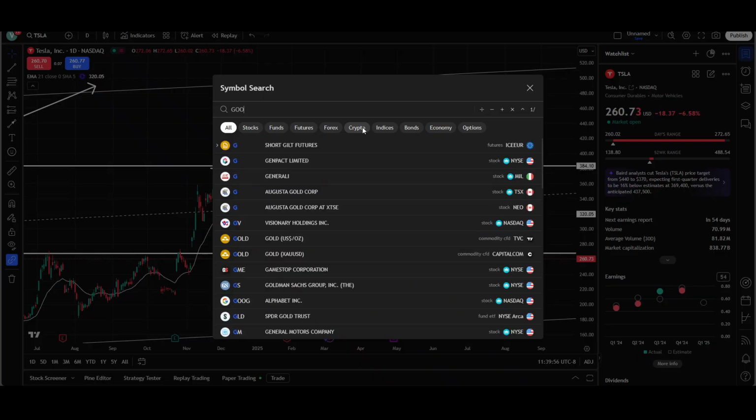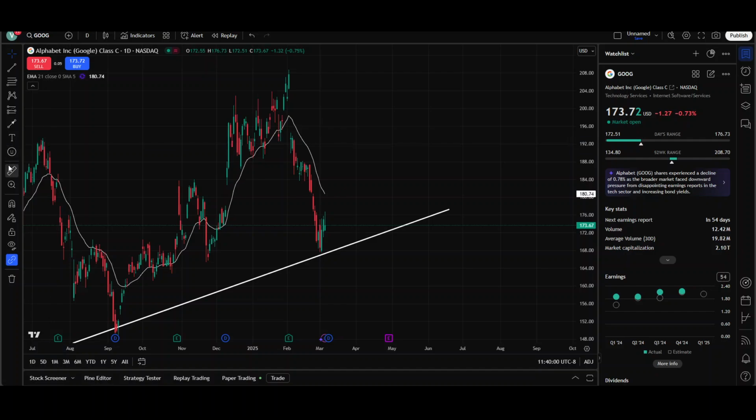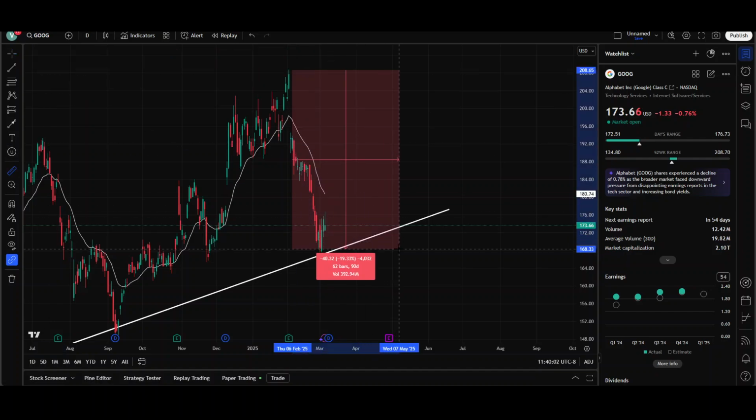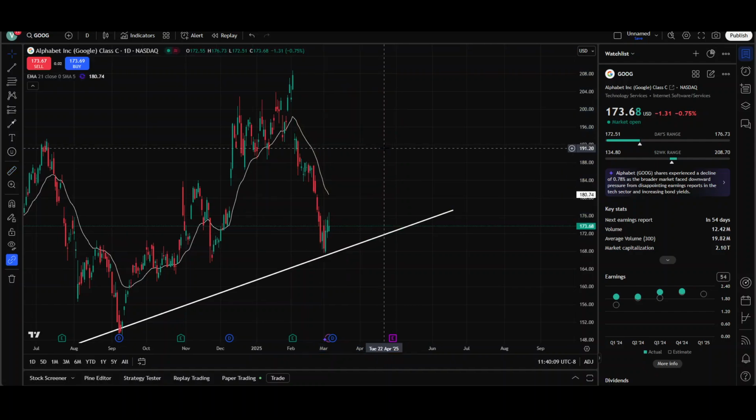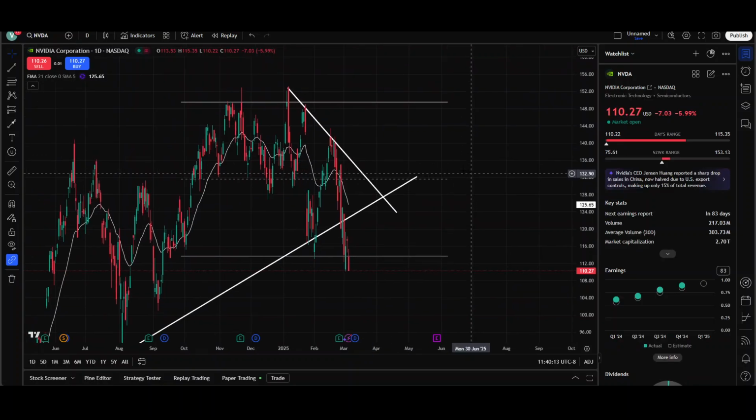Now let's take a look at Google. Google, multi-trillion-dollar company, right? $2 trillion. From its high to the low, that was a 20% drop basically, right? If you just round it out, 20% drop. So again, there's a lot of stocks that are also not doing that well. The whole market is looking a little weak.